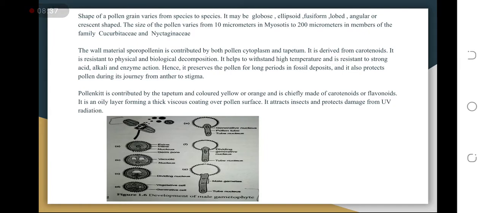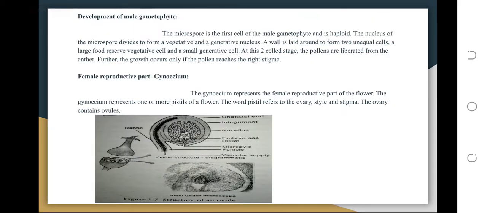Up to this, we are seeing about male gametophyte in this androecium. In androecium, anther is present. Inside the anther, the pollen grain is present. We are discussing about that pollen grain. Now, the development of male gametophyte. The picture has given development of male gametophyte.